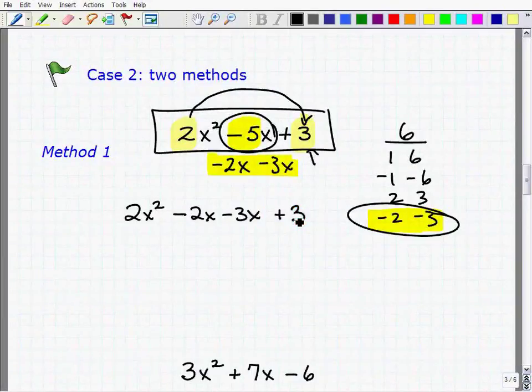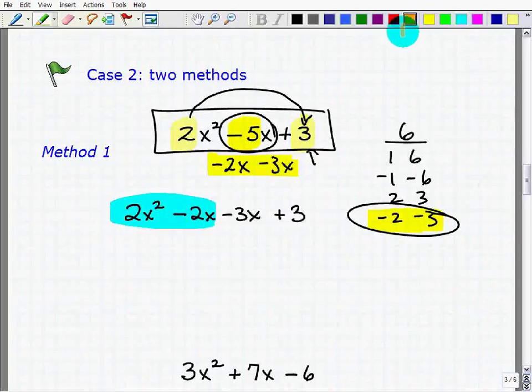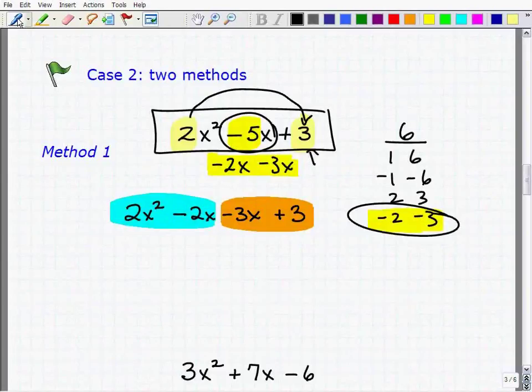Okay, so I hope you're still with me. We're getting there. We're more than halfway there. Now, here's what you're going to do next. You're going to separate what you just wrote into two groups. This is going to be the first group, the first two terms, and these last two terms will be the second group. Now, in those two individual groups, I want you to factor out the GCF, the greatest common factor.